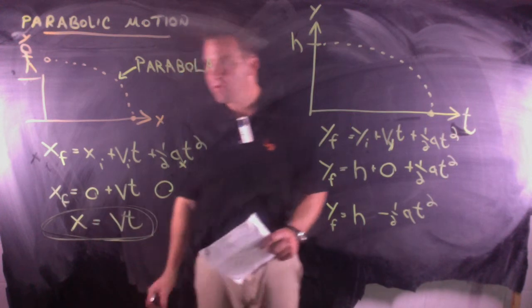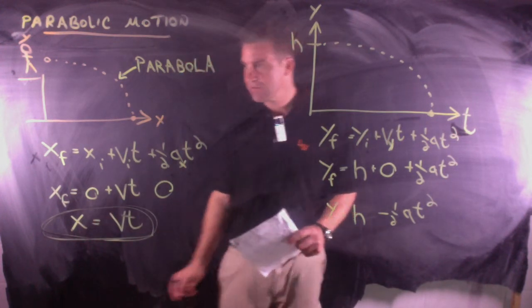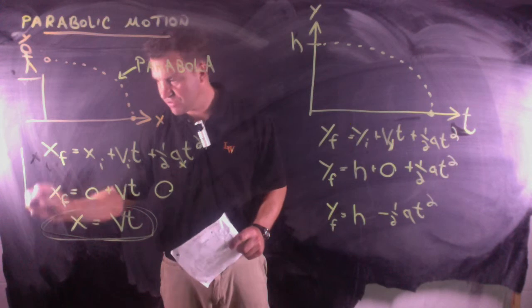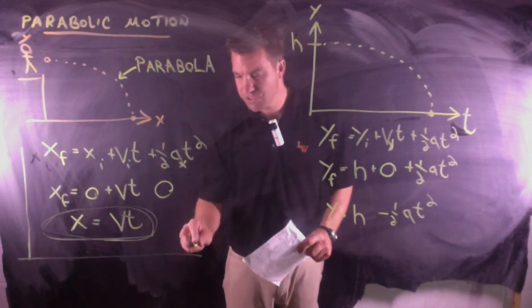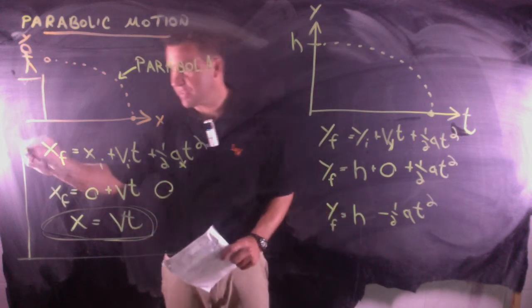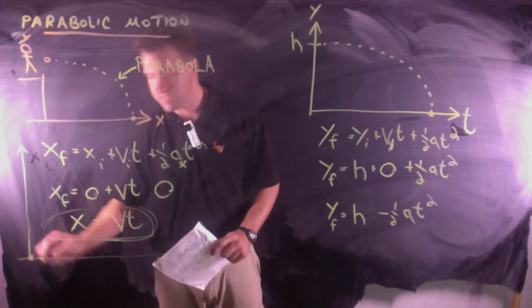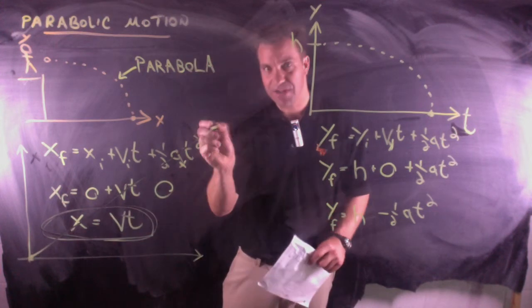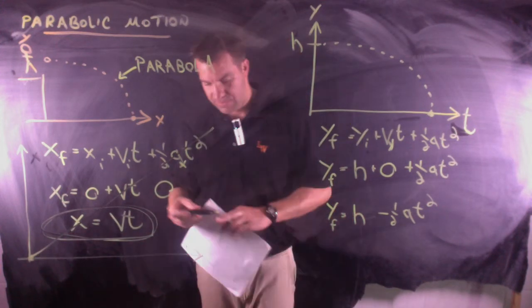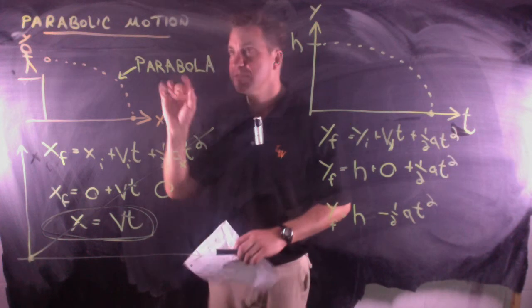If I map x as a function of time, what does it look like? What would this function be? A line. It would just be a line. And in fact, the intercept is 0, and it's a line. It would just look like this. This is x as a function of time. All right? And that is parabolic motion.